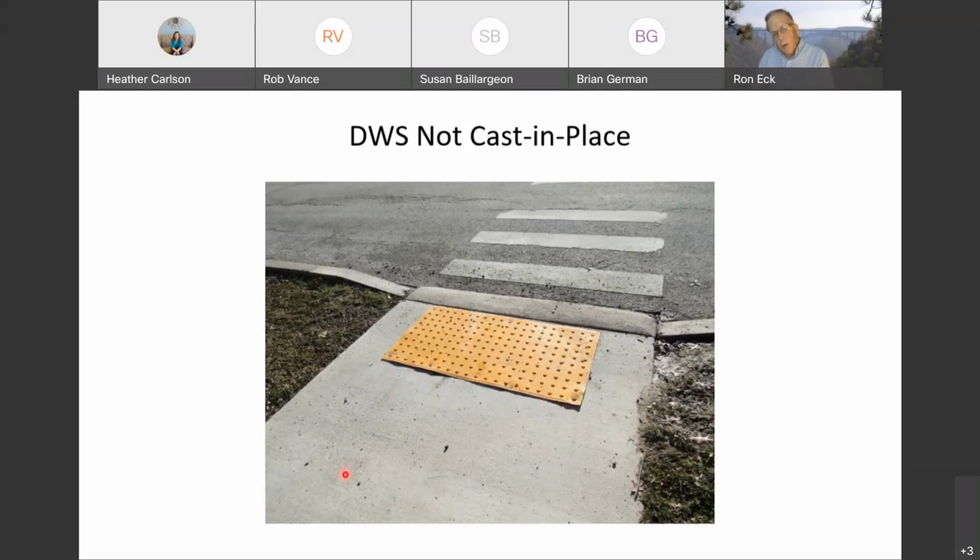And then also notice the detectable warning surface is not the full width of the ramp. Everywhere the curb is missing at a street crossing, it needs to extend the full width, and this does not comply with that.